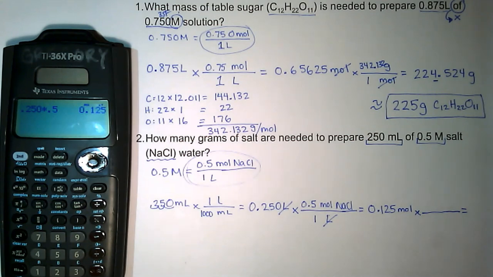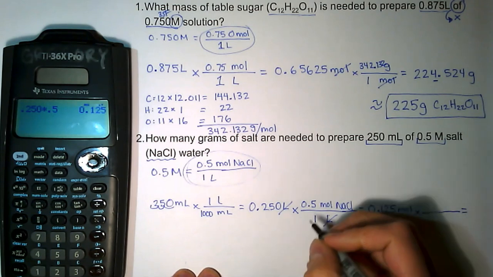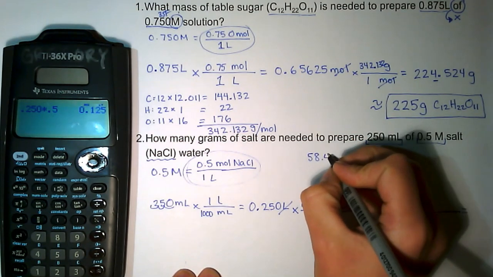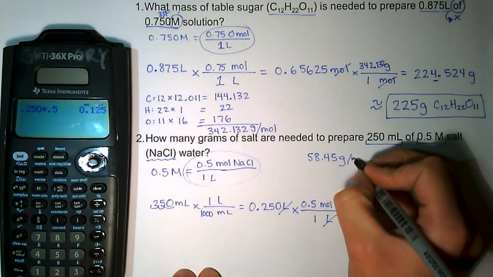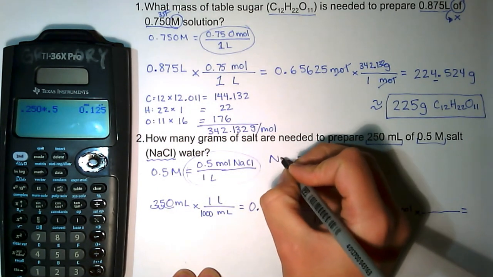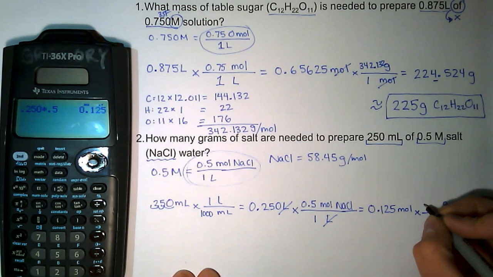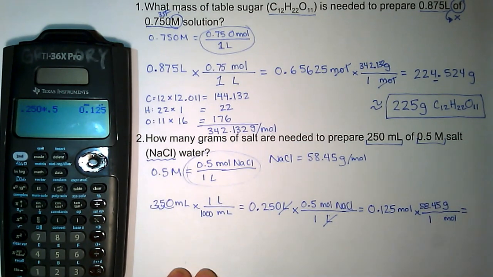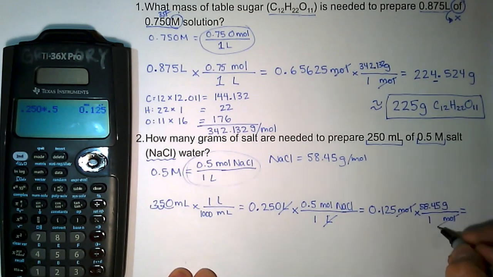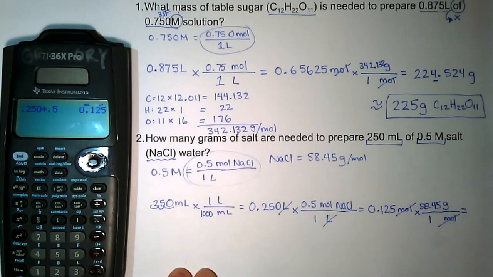So NaCl, if you add up the molar mass of sodium plus chlorine, it's 58.45. So 58.45 grams per mole for NaCl. And so I need my moles to go on bottom, grams to go on top, so I'm going to put my 58.45 next to my grams, and I'm going to put 1 mole on bottom. So then my moles will cancel, and I'll just be left with the number of grams of NaCl.